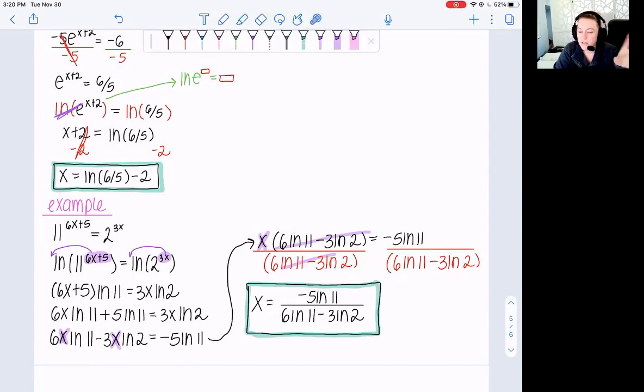Because it doesn't matter which side you select the X's on and which side you put the rest of the stuff on, you may get an answer that looks slightly different than this, but is also 100% correct. So if you had, instead of putting the X's on the left, if you put the X's on the right and everything else on the left, you may have got the answer 5 ln 11 all over 3 ln 2 minus 6 ln 11. And this would actually be the same exact answer. And it would be correct. So if you got that answer instead because you moved the X's to the other side, totally fine. It's correct. Or if you got this answer, correct.